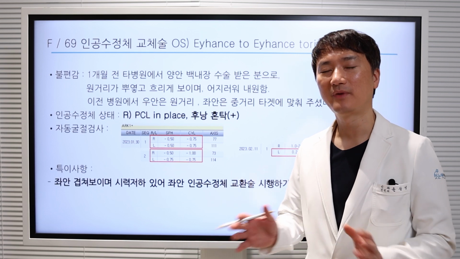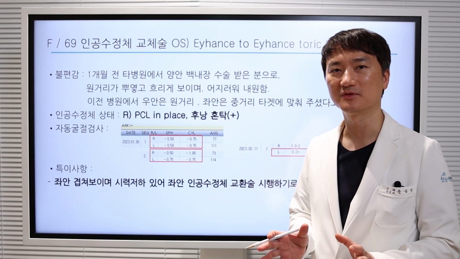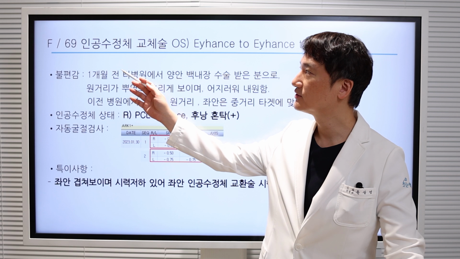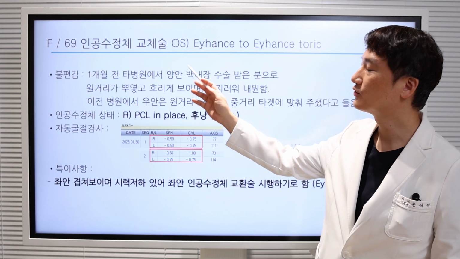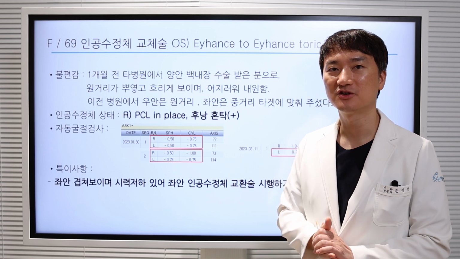Hello, today I'm going to discuss how to handle residual astigmatism following cataract surgery. There are various approaches we can consider. We did an intraocular lens exchange. The patient was a 69-year-old woman. She had previously undergone cataract surgery with an Eyhance lens.